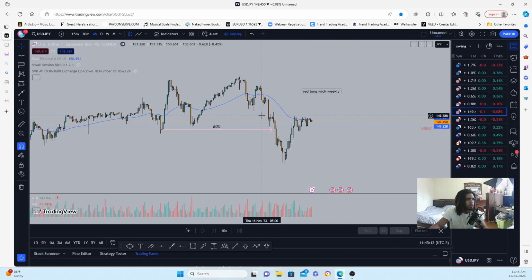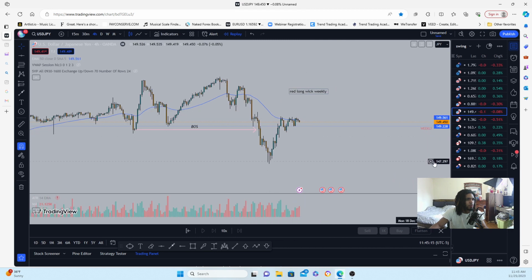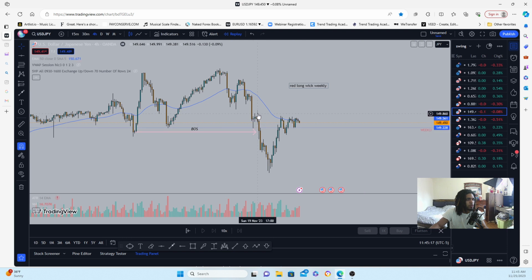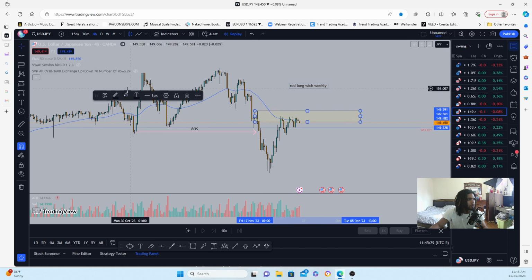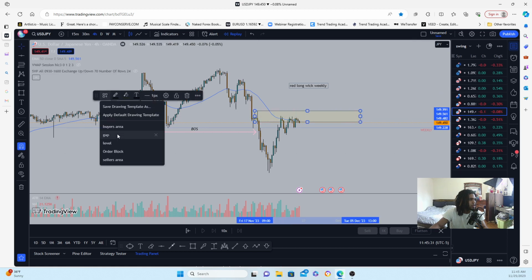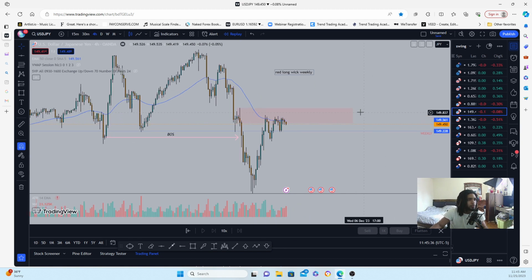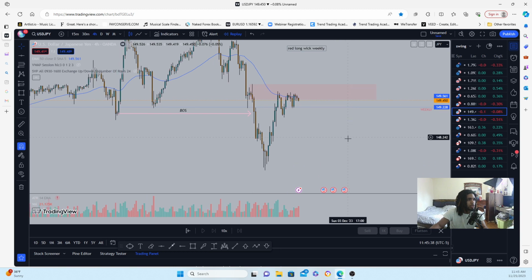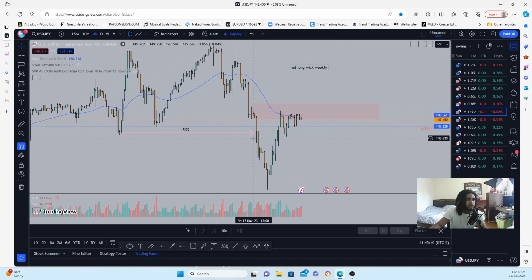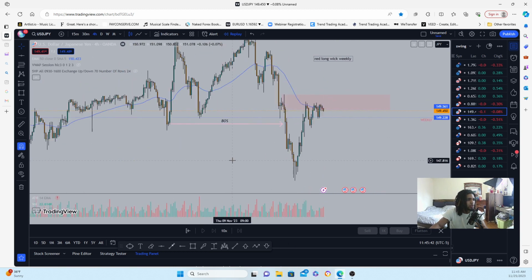All right. So the last move up before it broke structure is right here in this area. Boom. Just like that. Sellers area, aka order block. Bearish order block. A lot of sellers hopped in right here. Okay.